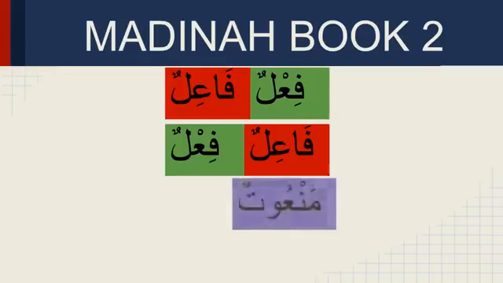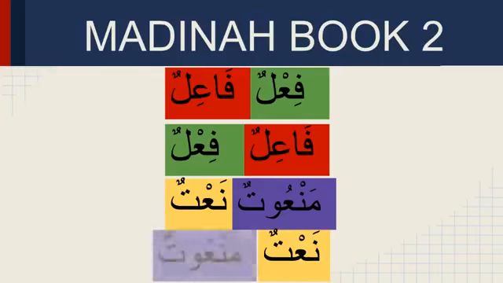Similar thing for the na'at and man'ut, where the man'ut comes first and the na'at comes later. But when we translate it to any other language, the na'at is mentioned first and the man'ut comes next. So if you remember this, it'll be easy for us to look for the fa'il and translate it correctly, so we don't make any mistakes, inshallah.